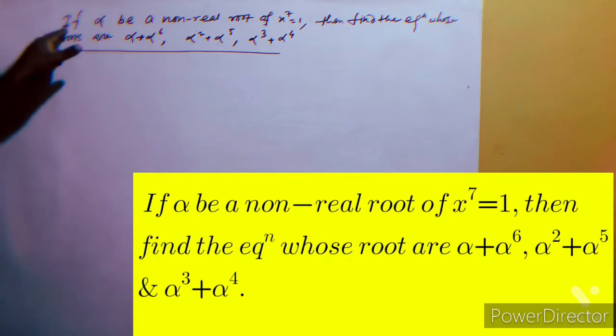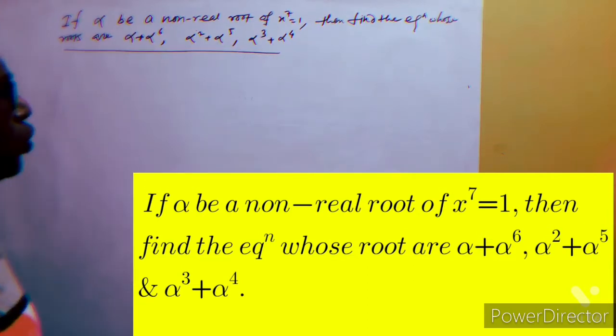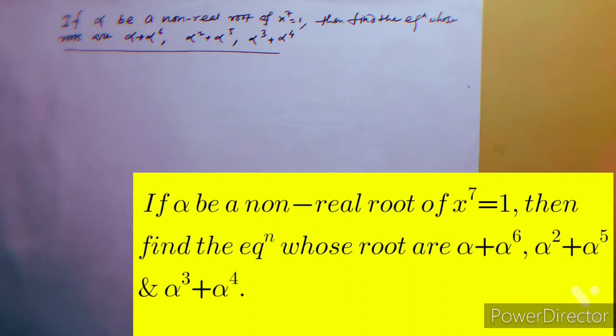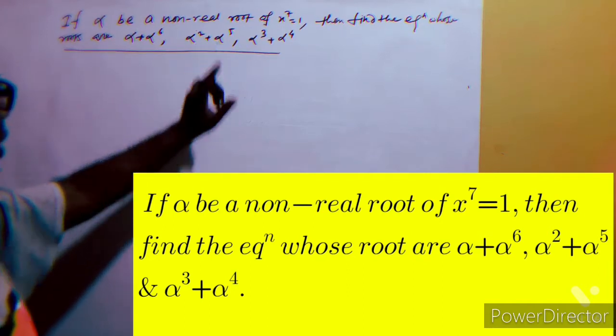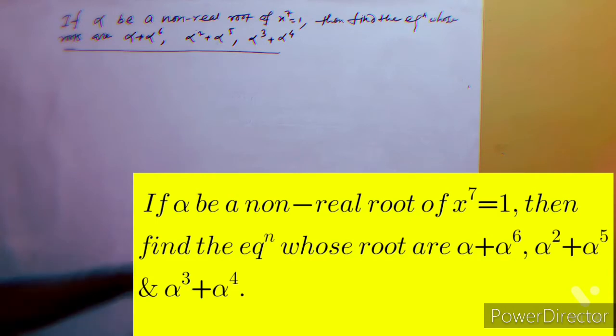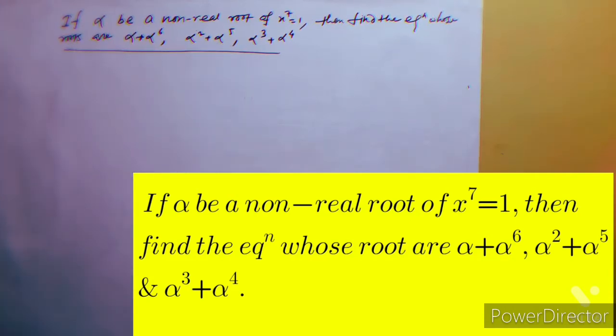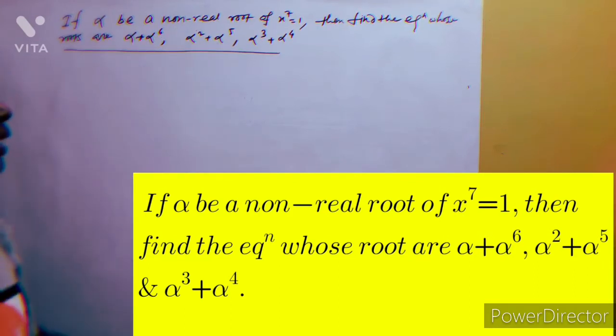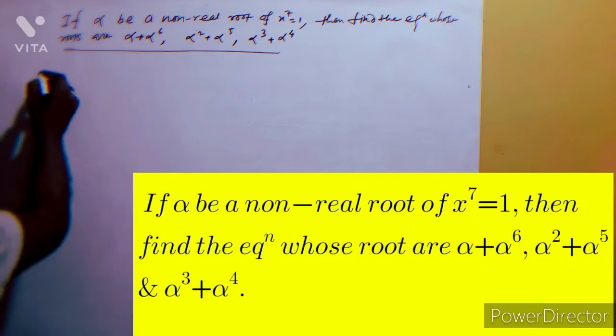Here is the problem, and this is the chapter about the theory of equations. The question is: if alpha is a non-real root of x to the power 7 equal to 1, then find the equation whose roots are alpha plus alpha to the power 6, alpha square plus alpha to the power 5, alpha to the power 3 plus alpha to the power 4. Since this is a non-real root, it has complex roots, and also 7 is a prime number.